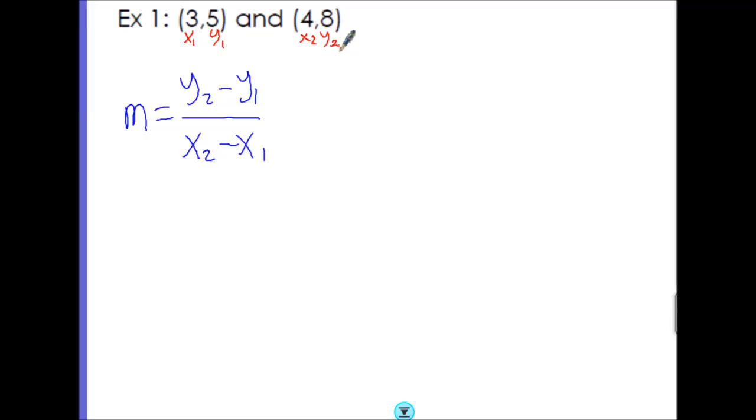Now I will have to substitute these into my slope formula so I can find what the slope is equal to. y2 was 8, y1 was 5, divided by x2 was 4, x1 was 3. Simplify numerator and denominator separately. We will have 3 over 1, which I can just write 3 as my final slope.